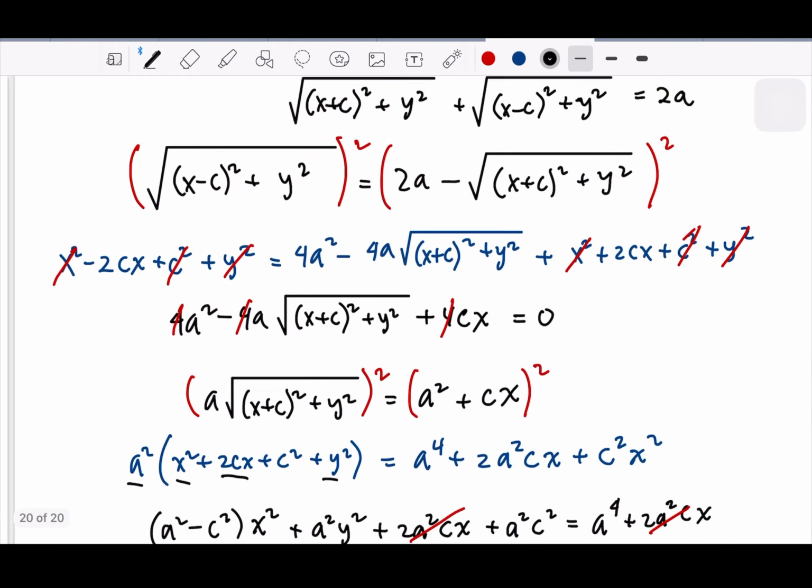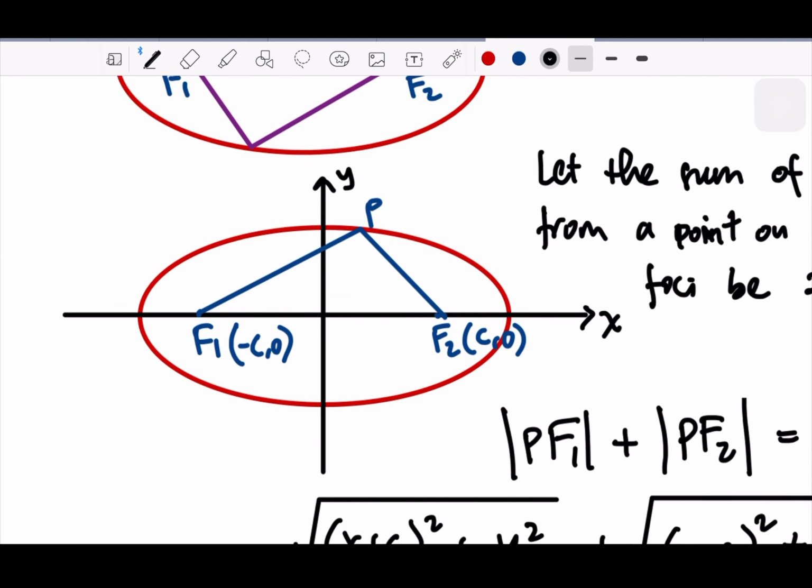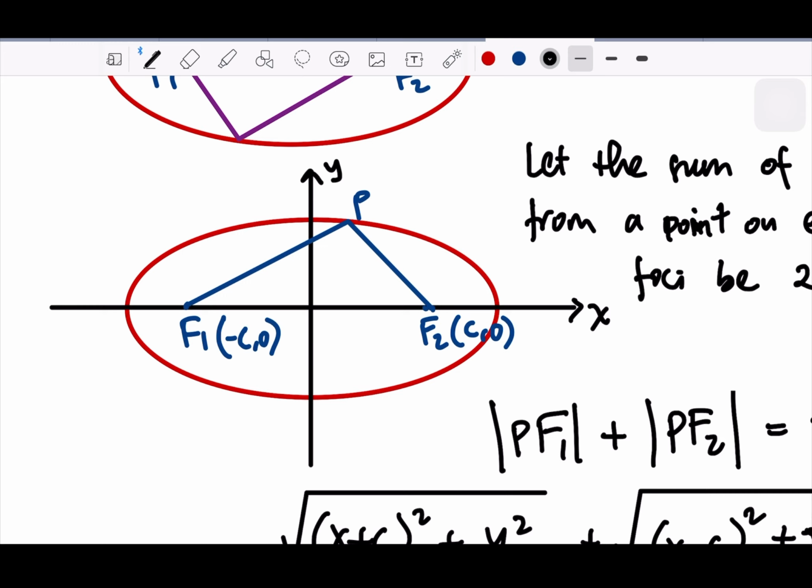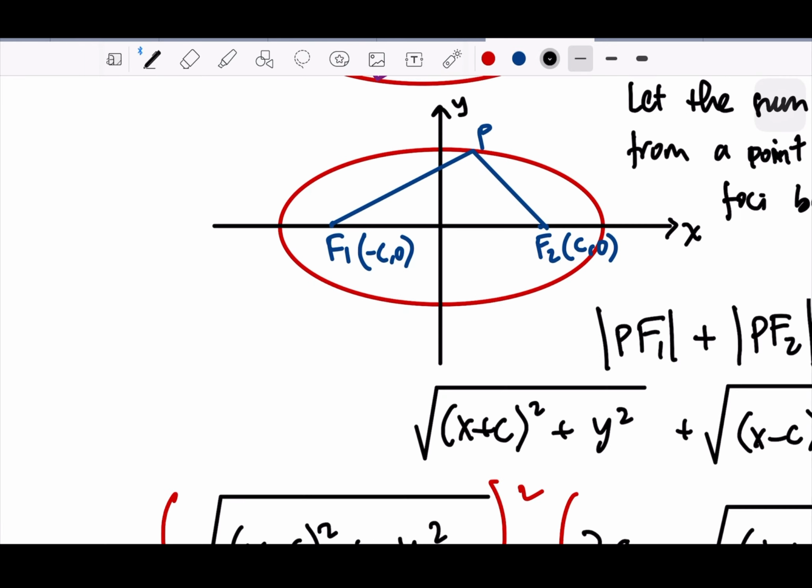Okay, from the triangle, the length. Let me just draw the triangle here.